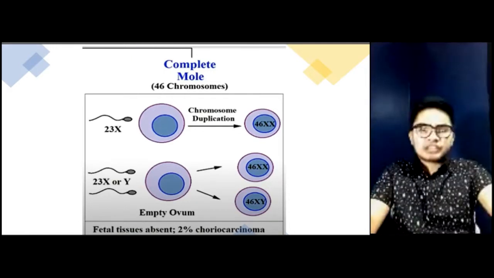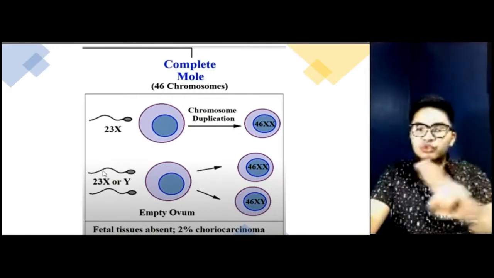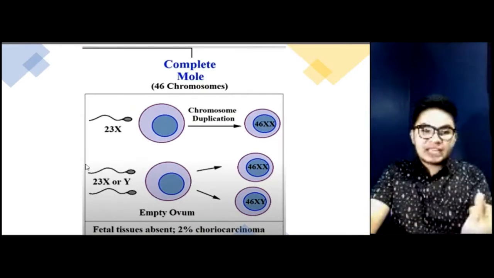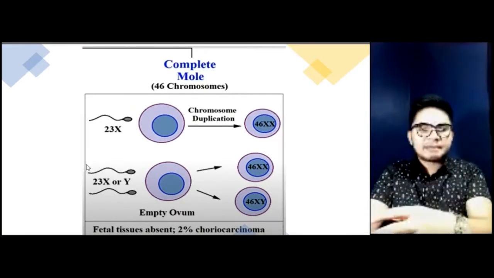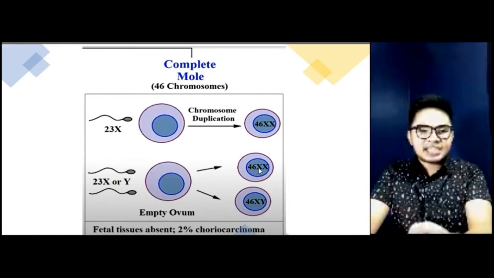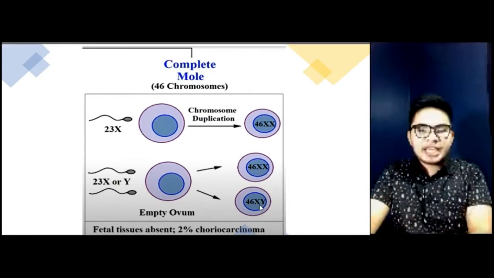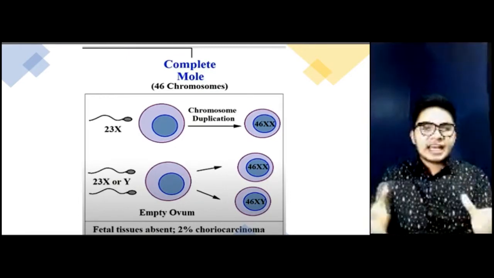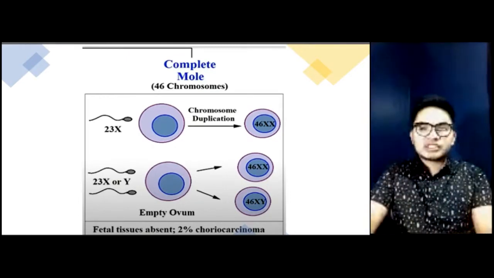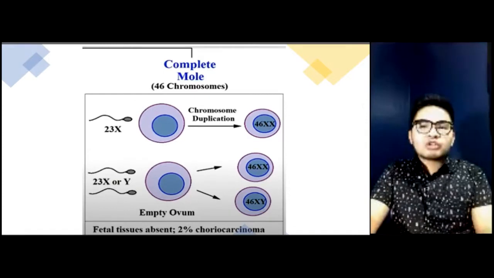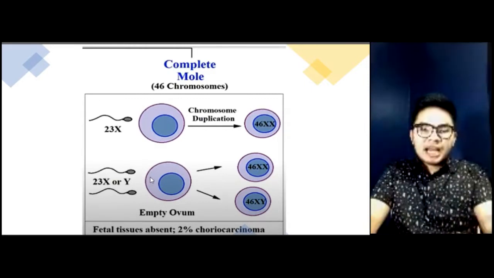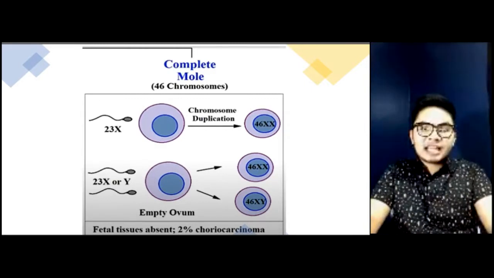However, there are some cases wherein two sperm, X and Y, fertilize an empty egg. So ang combination nito is that 46XX, 46XY, or 46YY. So in general, in the complete molar pregnancy, the egg did not contribute any chromosomes at all. Lahat ng chromosomes ay nanggaling sa sperm. Lahat ng chromosomes ay nanggaling sa tatay.